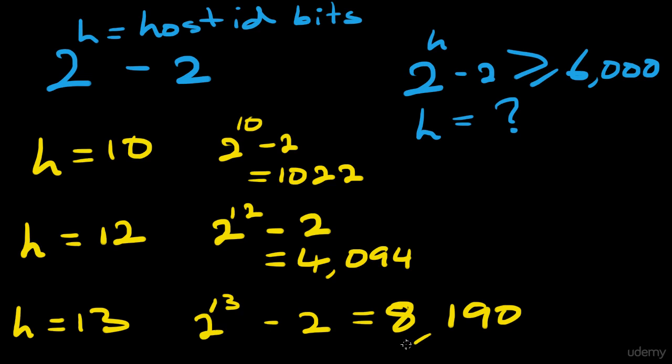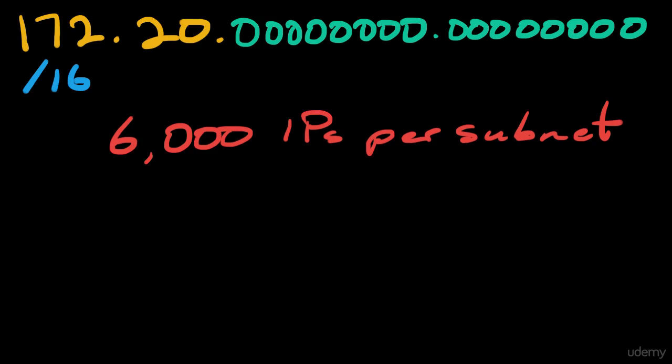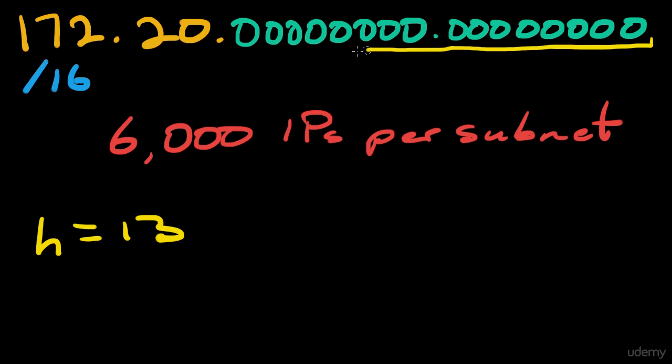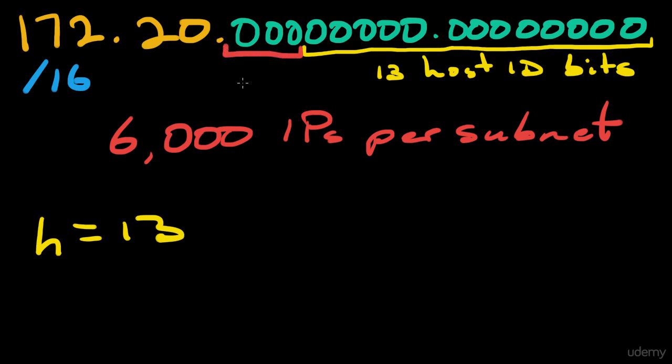Therefore, we need to leave 13 bits for host ID. So h here is 13. We need to leave the last 13 bits for host ID. This is 8, 9, 10, 11, 12, 13. These are 13 host ID bits. So therefore, what we can take for network ID are these 3 bits in front of it. These are the subnet bits.